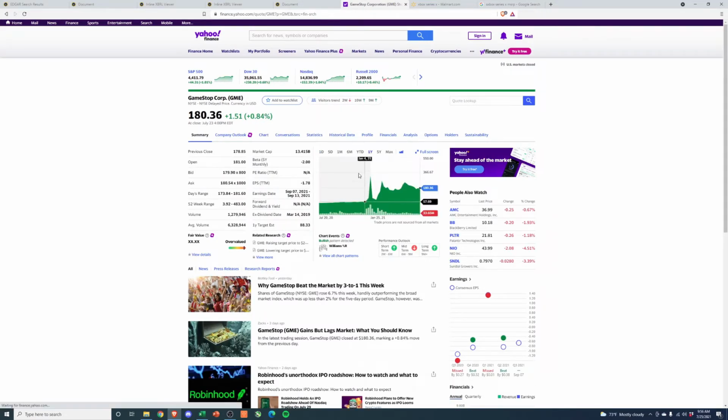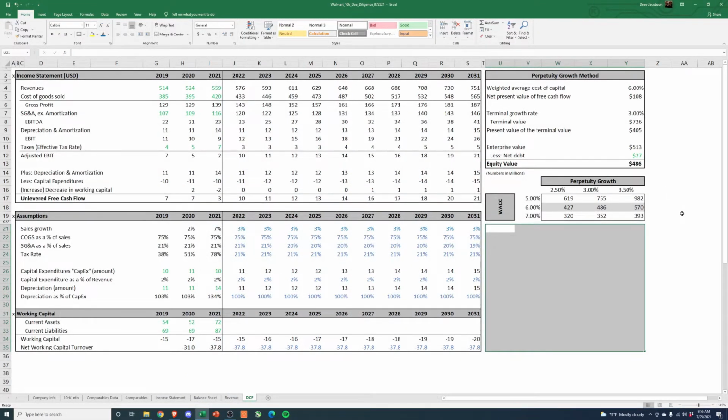But even if we look at GameStop, it's just all over the place. And if you bought at a lot of the points here, you made a lot of money. But I don't think that's investing. I think that's more gambling. Anyways, long way to say, I hope you found this useful, informative.